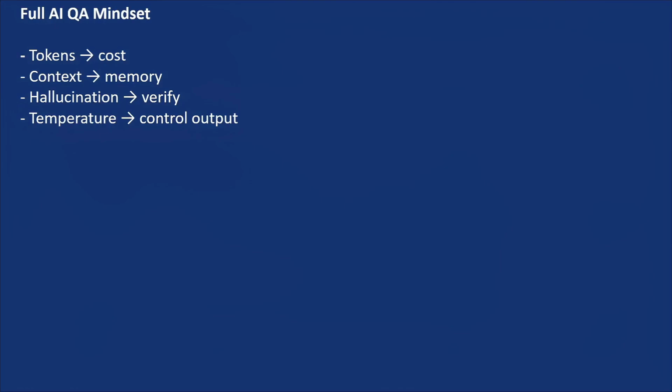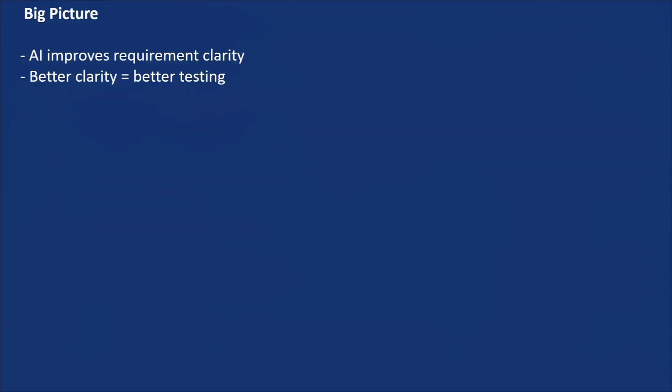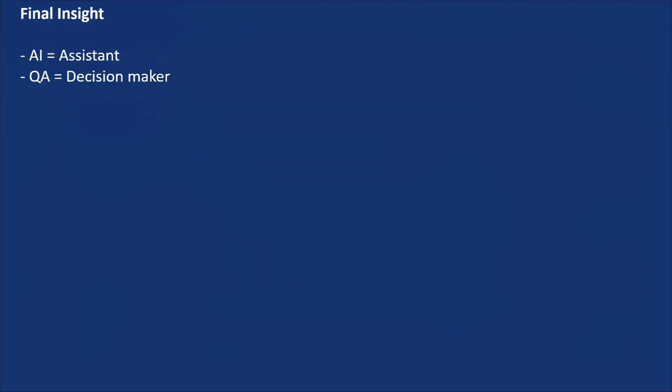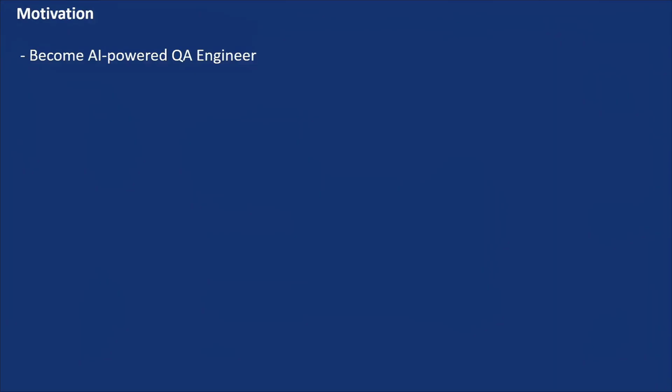Now we'll discuss the full AI QA mindset. That is actually a powerful connection. Now just connect everything. First thing is tokens to optimize the cost, the context to manage the memory, hallucination to verify the output, temperature to control the creativity, and AI understanding improves the requirement clarity. So this is basically the complete AI for QA mindset. AI is an assistant and QA is the actual decision maker.